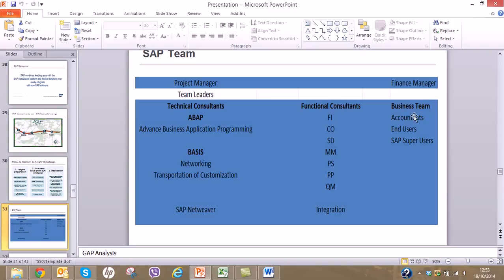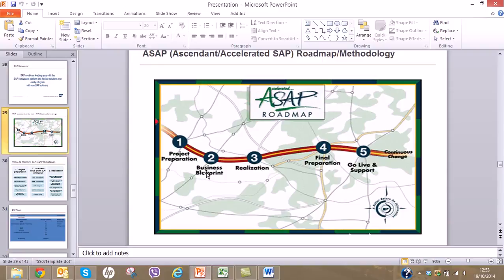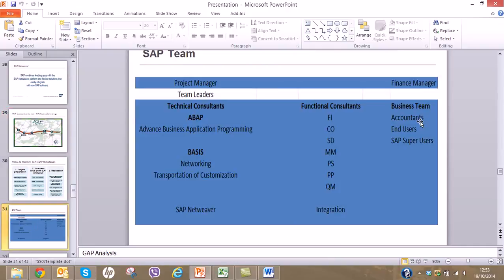So the business team, if they have a requirement, will talk to functional consultants, and functional consultants will talk to the technical consultant if they need enhancement. Now I will go back again to the SAP methodology. Consultants are hired. Now you know the team, how the team is made. Now the second phase comes, which is business blueprint. In the business blueprint, the functional consultants will collect the information from the business team about the business processes.